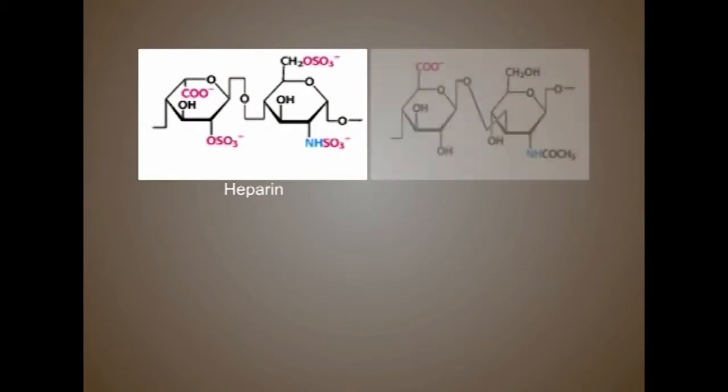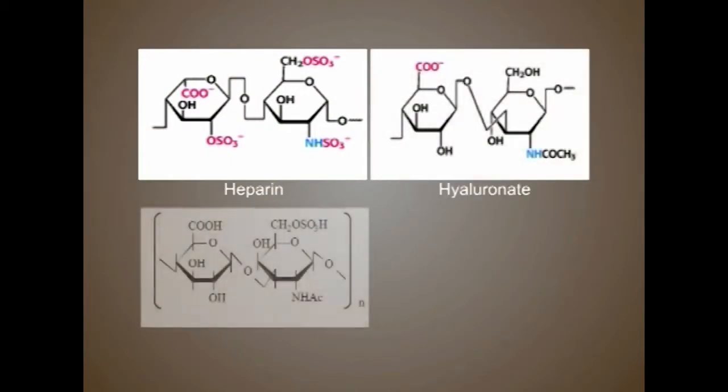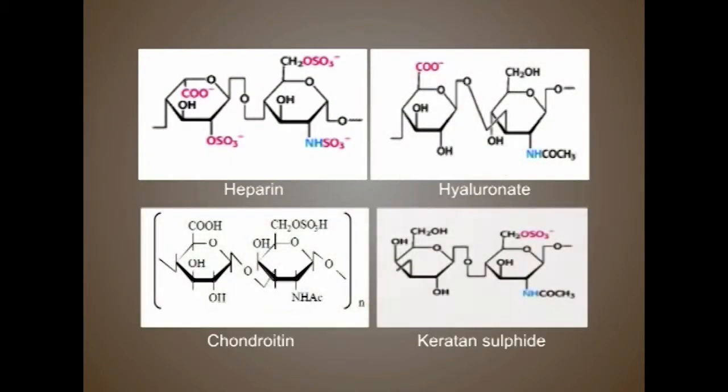Glycosaminoglycan is a linear chain of repeating disaccharide units in which one of the monosaccharide units is an amino sugar and one or both of the monosaccharide units contain at least one negatively charged sulfate or carboxylate group. For example, heparin, hyaluronate, chondroitin, keratan sulfate, etc.